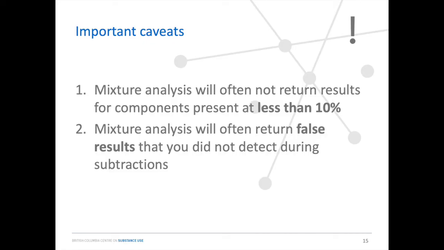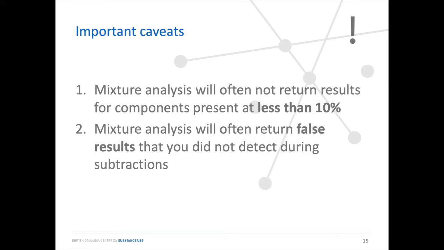Mixture analysis can be a very powerful tool when used properly. However, there are a lot of drawbacks and things to know about. During your shadowing experience, you will come to know these with more detail, but I'll go over the main ones now. Mixture analysis will often not return components when they are present in the sample below 10% because the algorithm will fail to recognize them. Components like fentanyl will often be detectable during subtractions, but mixture analysis will not detect it at this stage and therefore will not assign it a percentage. That doesn't mean it's not there, it's just a major limitation of the mixture analysis algorithm.